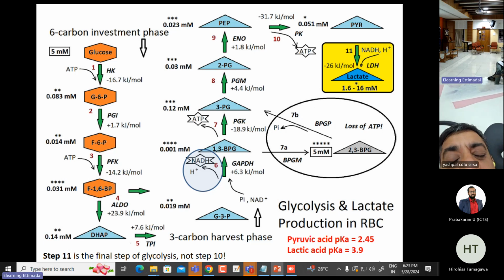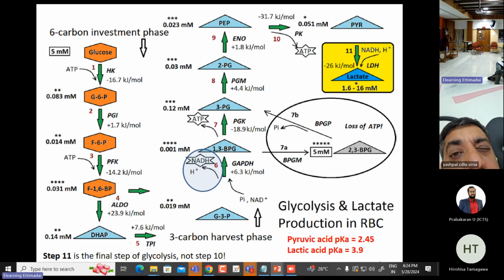Another thing is that if you look at this pathway, you have all these stars. Those are the negative charges on the molecules. You can also see the energy values in kilojoules per mole for all of these steps. There is a key step here, step number 6, where NADH is formed and you also have H plus. But you also have, at the end, lactate being formed.